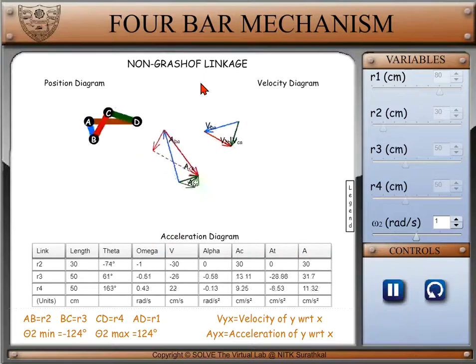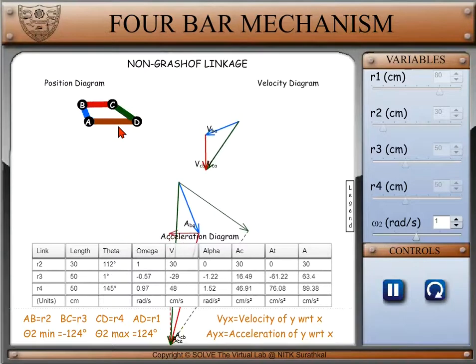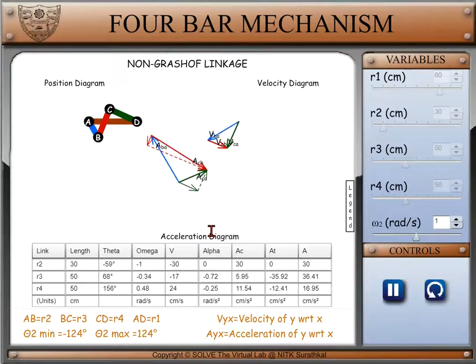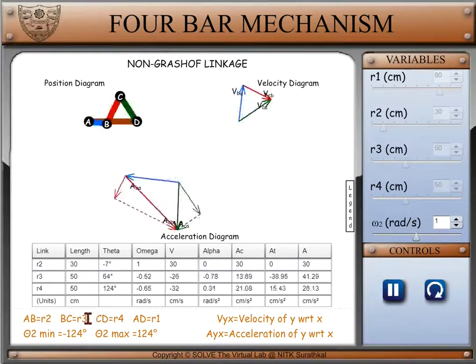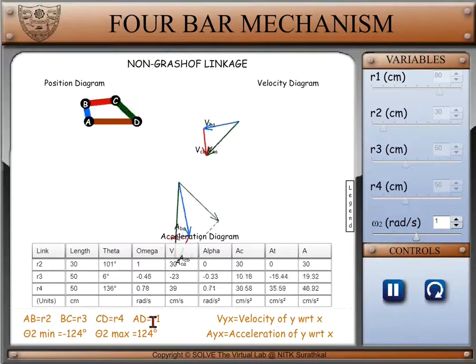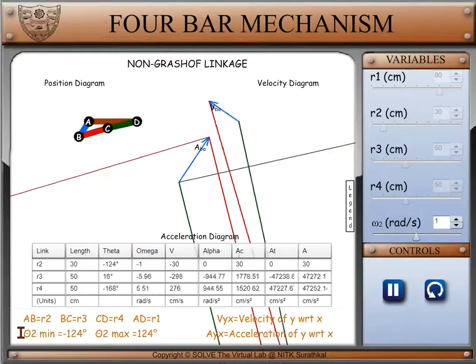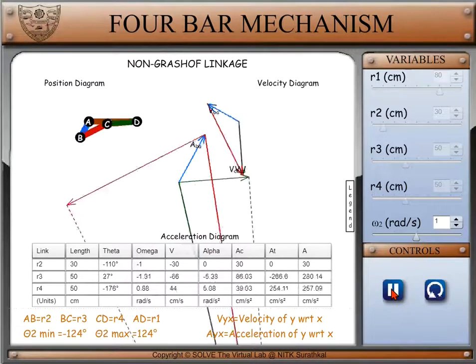In this explore phase, we have open loop configuration of four-bar non-Grashof mechanism. Here we can observe the position diagram, the velocity diagram, and the acceleration diagram. Here we have AB is equal to R2, BC is equal to R3, CD is equal to R4, AD is equal to R1, where R1 is ground or fixed. Also we have input link's limits theta2 minimum, theta2 max.